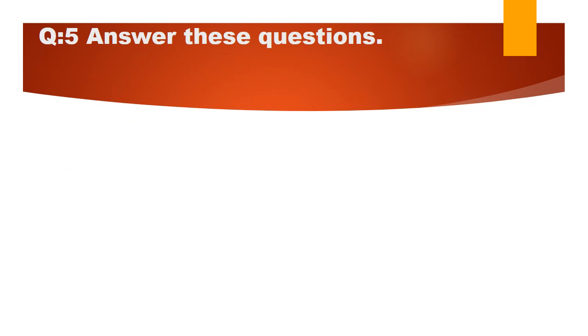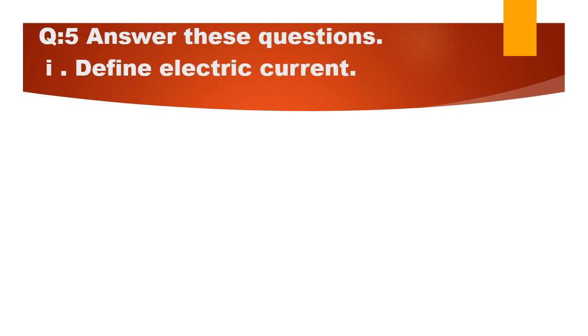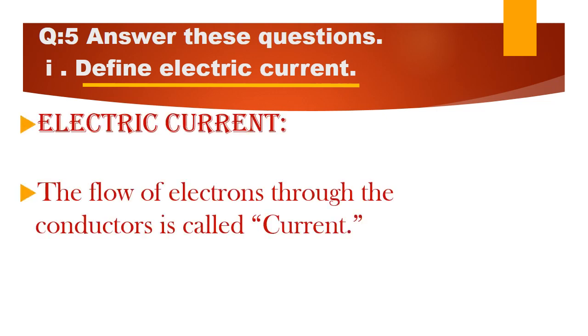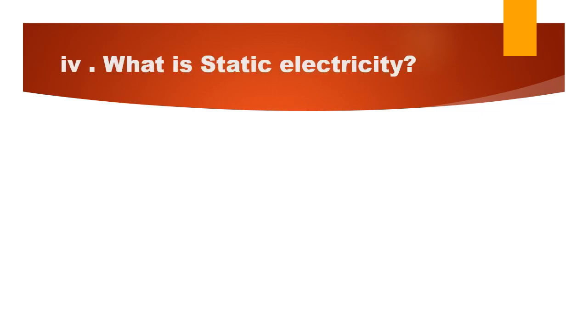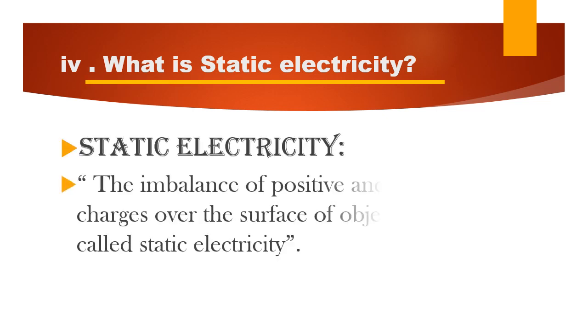Exercise 5 is about answer these questions. First part is define electric current. Electric current is the flow of electrons through the conductors. According to booklet, the part 4 of question answers is also included. This is what is static electricity? The imbalance of positive and negative charges over the surface of objects is called static electricity.